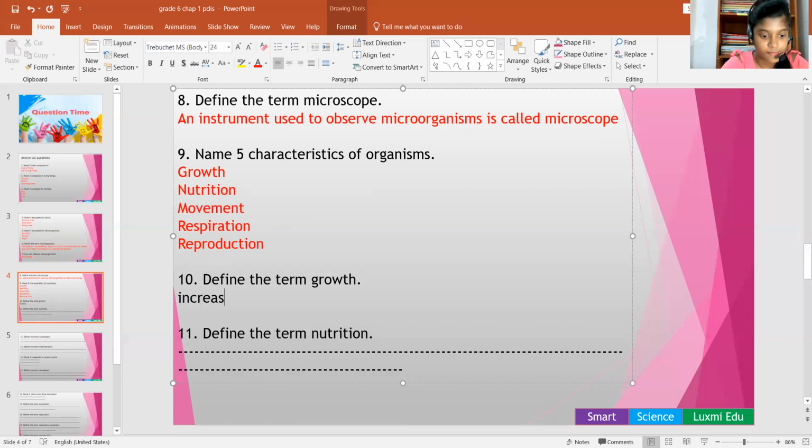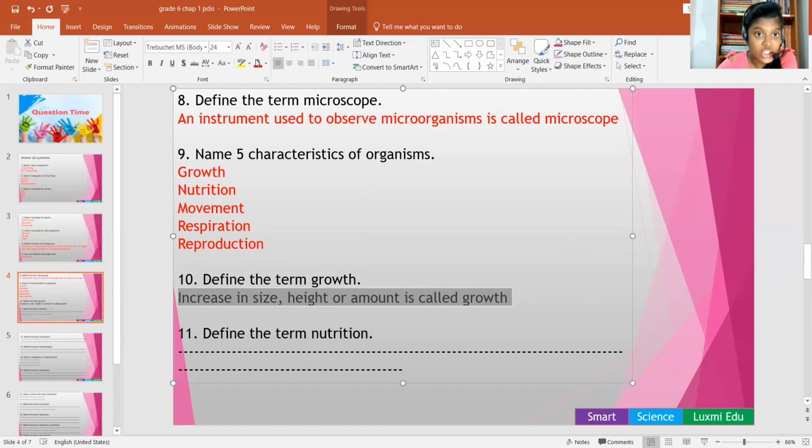Increase in size, height, or amount is called growth. Understood? Increase in size, height, or amount.